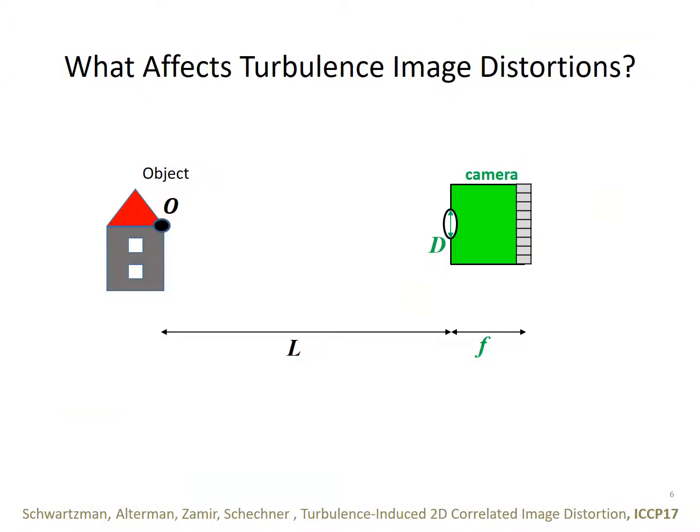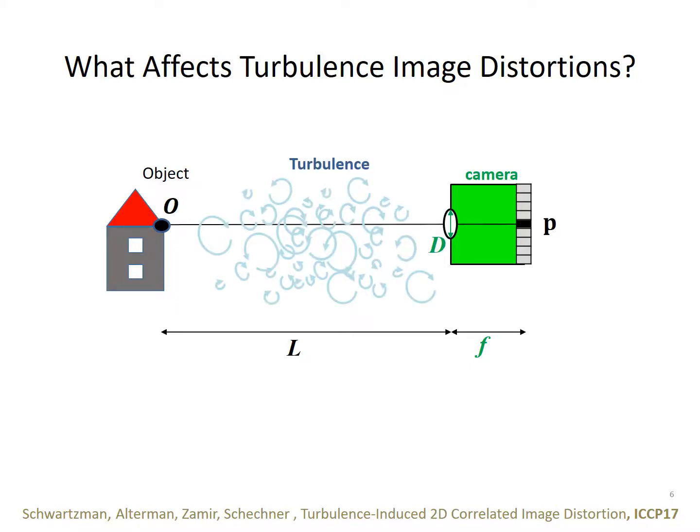What affects turbulence-induced image distortions? A camera, having focal length f, observes an object point O at distance L. Without turbulence, the line of sight is straight and an object point O is imaged at pixel p. With turbulence, due to refractive index fluctuations, the light from the same object point arrives at the camera at a random angle of arrival and is imaged at distortion pixel p plus e of p.